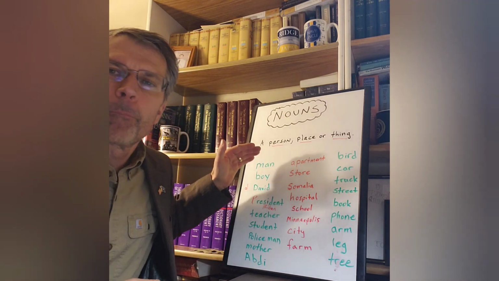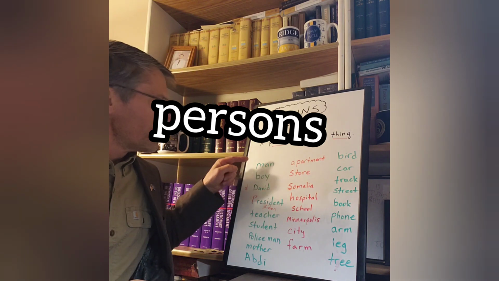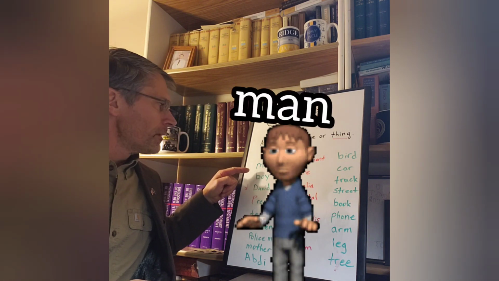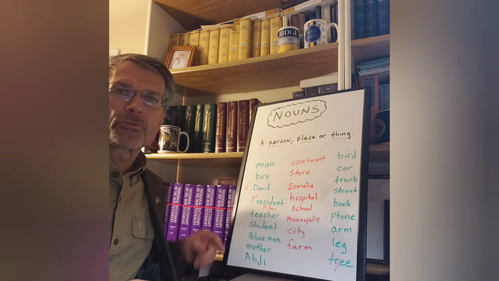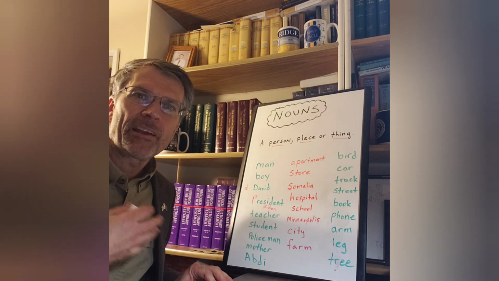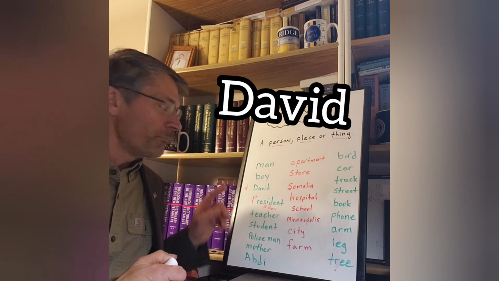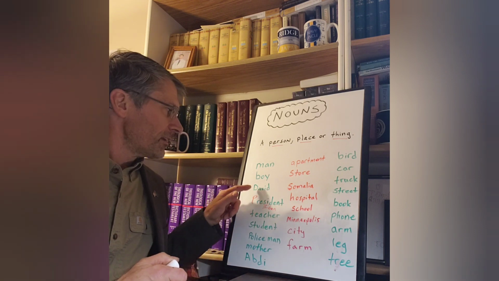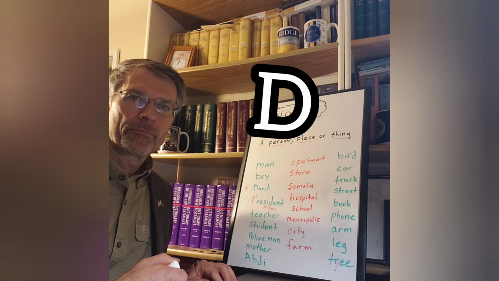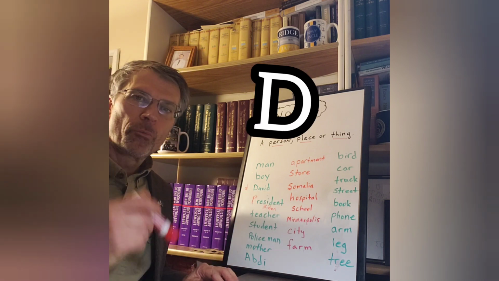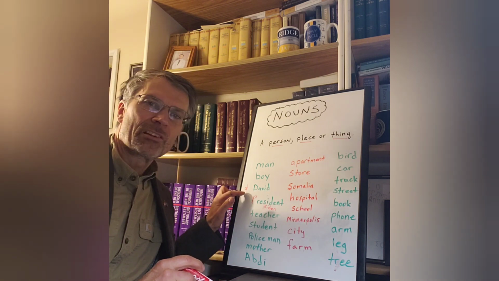So these are person nouns. A man, a boy, a name. Whenever there's a name, that's a noun. My name is David. And by the way, when it's a name, it will have a capital letter. So if your name is David, you will make a big D, not like this little d.